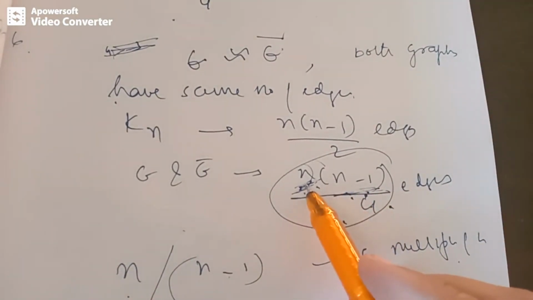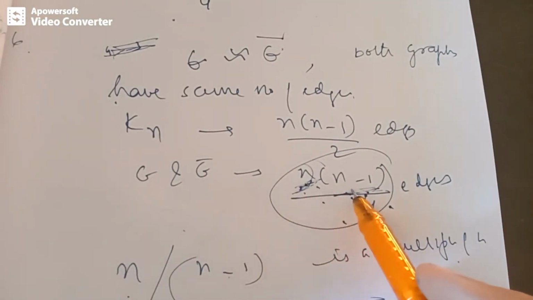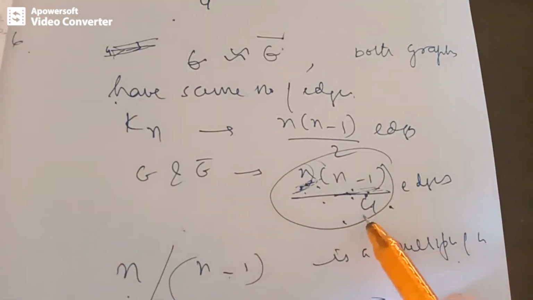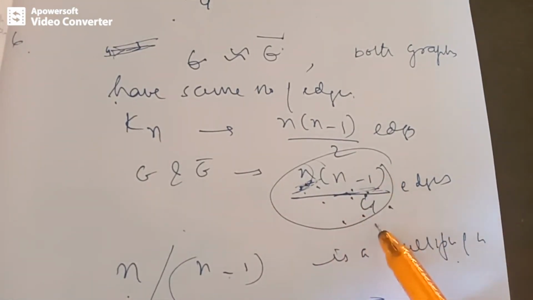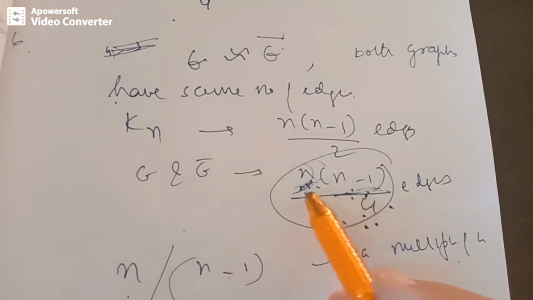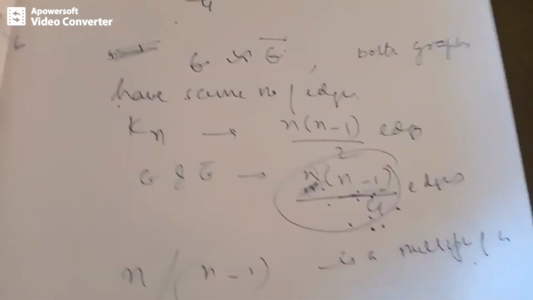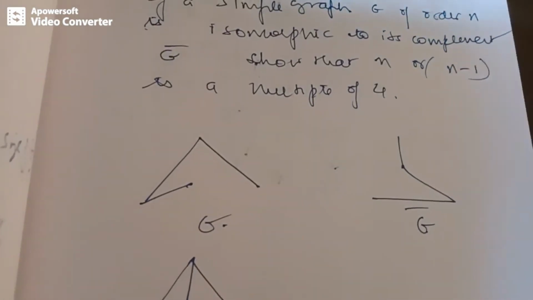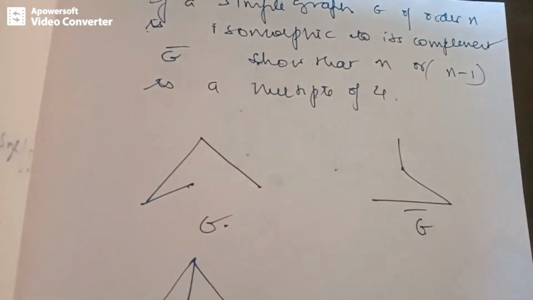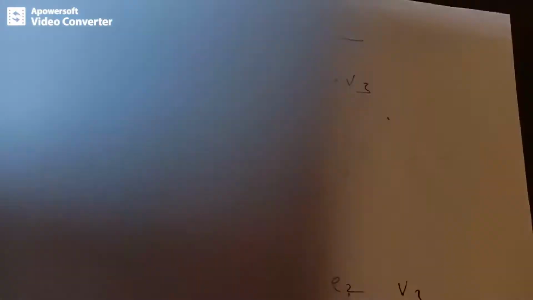For suppose in case we have got n value as 3 into 2, that is 6 by 4. It does not divide by 4 exactly, so we will not get an integer. But since it has to be a positive integer, either one of them will be a multiple of 4, and that is what we have proved as per the question. So n or n minus 1 is a multiple of 4.